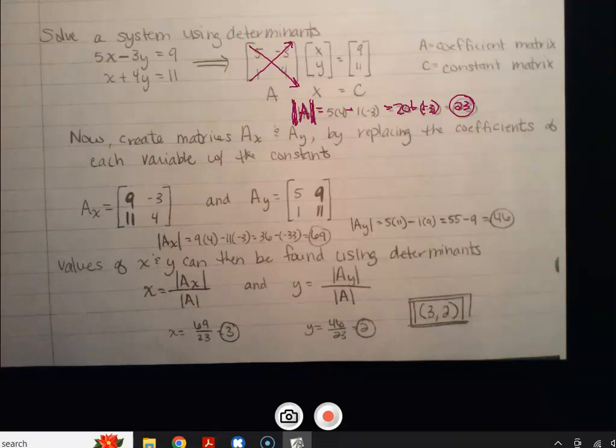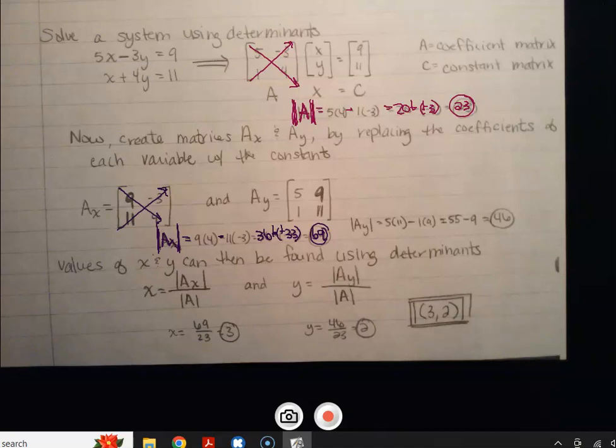Let's look at the determinant of A sub x. We're going to do our major diagonal, 9 times 4, which is 36. And then our minor, 11 times negative 3, so it's minus. Minus 11 times negative 3 is negative 33, which is the same thing as plus. 36 plus 33 is 69. And again, that's our determinant for A sub x.